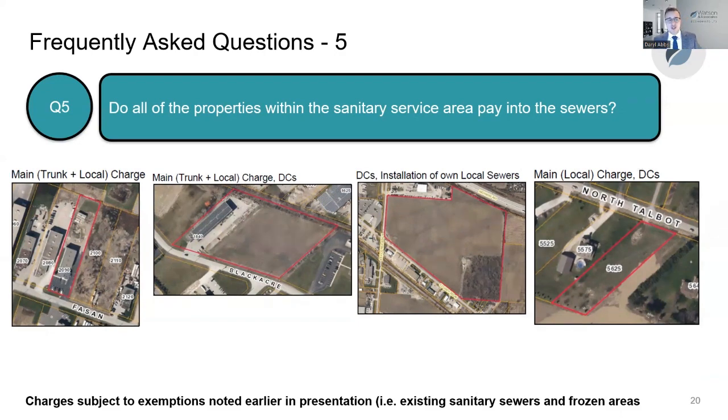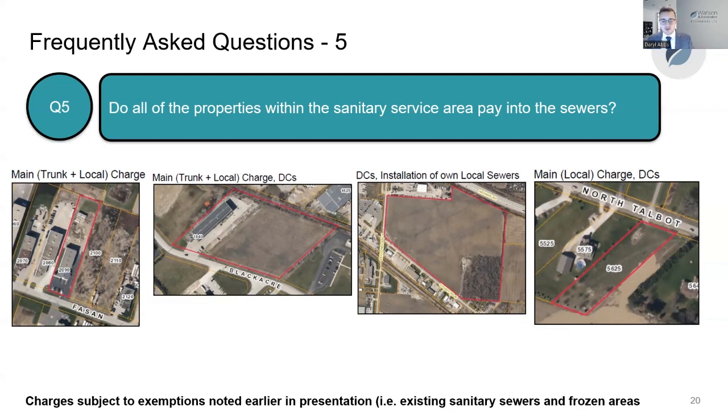And so the first picture on the left, we have an existing property. And so they would pay the main charge, so their trunk and the local charge, as well as the lateral connection fee. The second picture shows an existing structure, as well as an area to be developed at a later date. And so for that existing structure and area, they would pay the main charge, the trunk and the local, as well as the lateral connection. But for that developing area, if they were to develop that, they would pay development charges for that growth property.